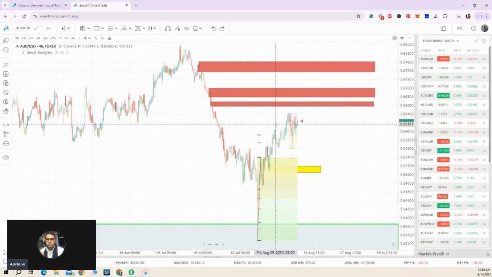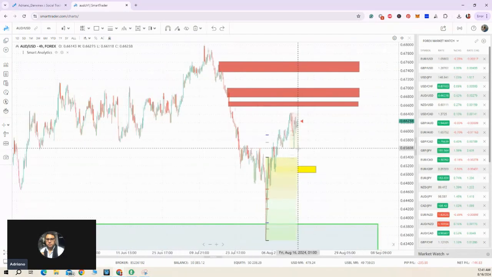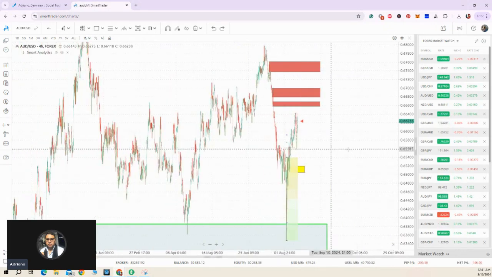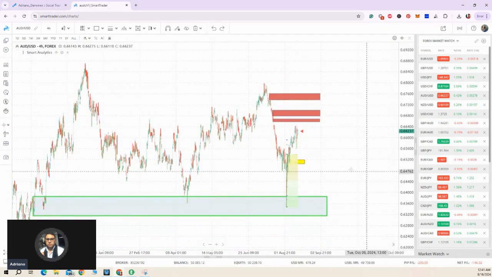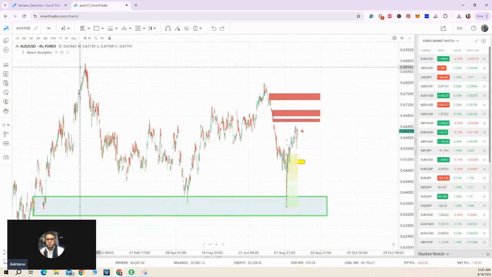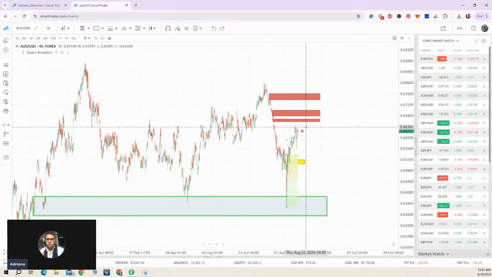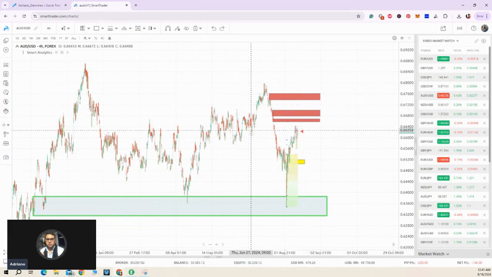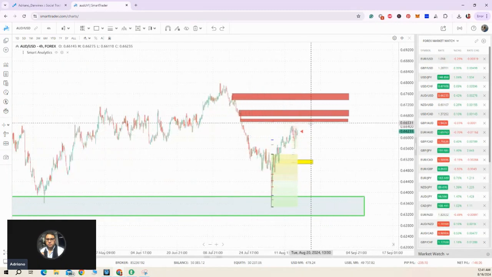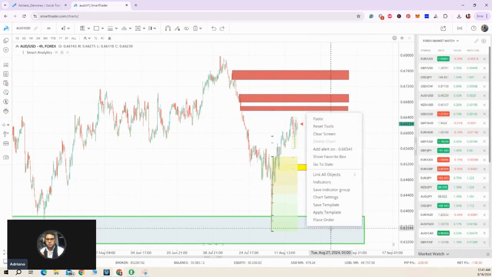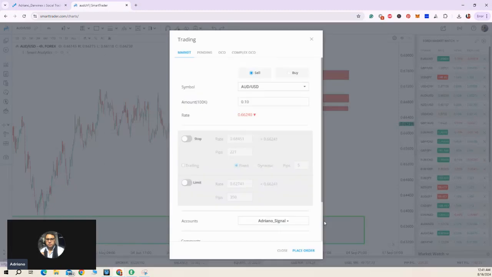USD, AUD, USD. So this market is sideways on the daily time frame. You see the market goes up, comes back down, goes up, comes back down. Now it's in the process of going up again. So we have a supply zone here. Am I gonna put some pending order? Let's put some pending order here.